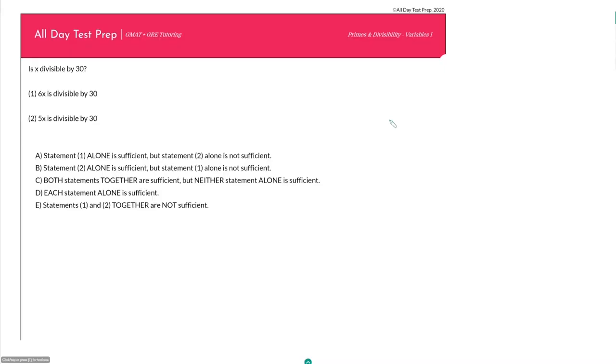GMAT all day. As divisibility questions get more complicated, you are going to have to start thinking more in terms of variables than in terms of the numbers that they give you. When they give you a number, it is usually easy to determine all the properties of that number, especially if you know your divisibility rules. Now, when they give you a variable, there are two things to think about. There's what could be true, because that variable represents multiple possibilities, and then what must necessarily be true about that number. And people get those two things confused.